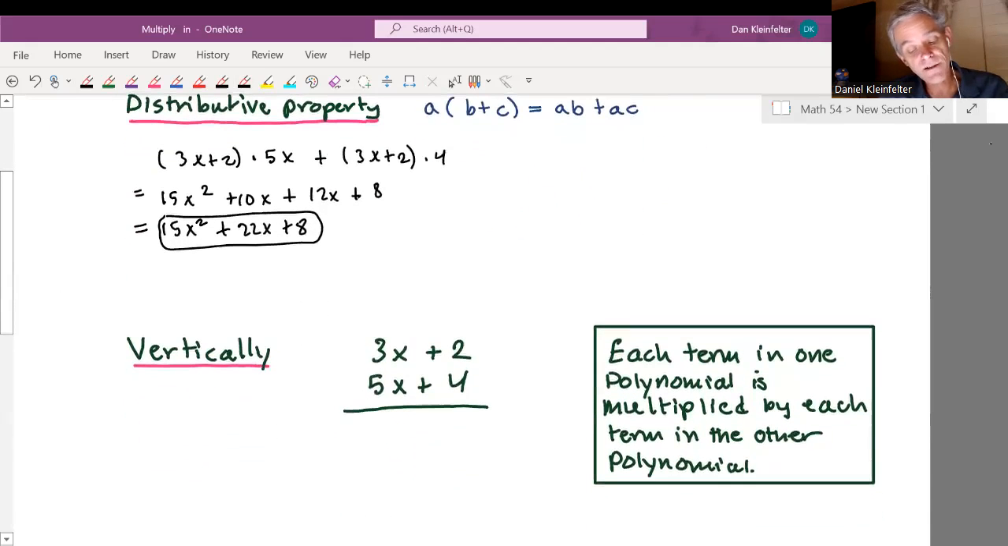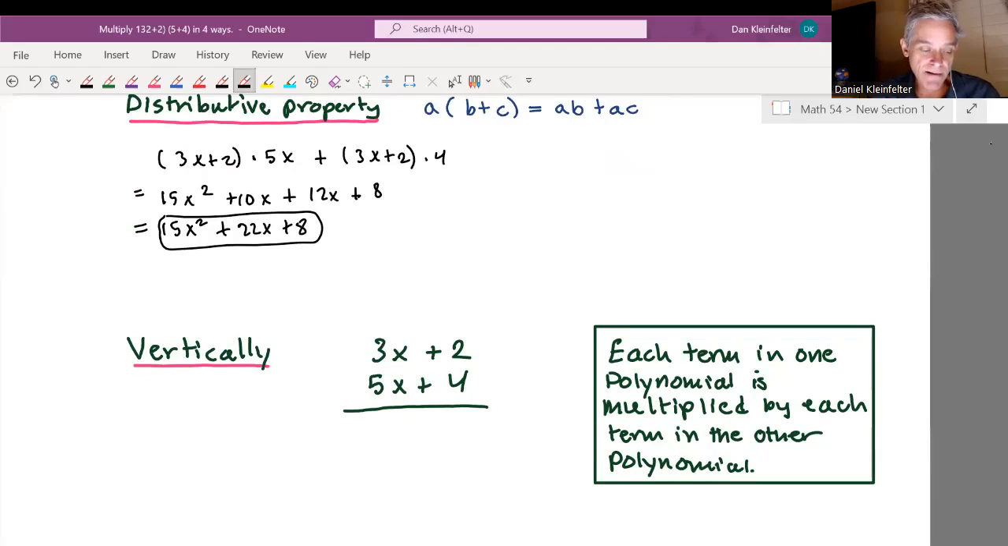The key fact in doing this is that when we're multiplying together polynomials, we need to have each term in one polynomial multiplied by each term in the other. And so using the distributive property guarantees that to happen. Another way of doing it is vertically. So here I've stacked 3x plus 2 on top of 5x plus 4.